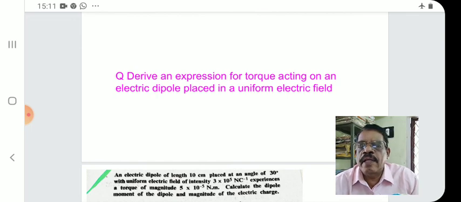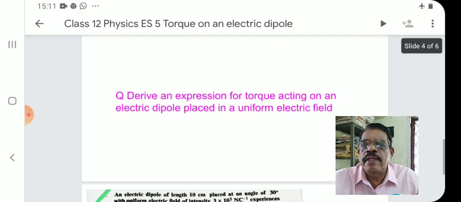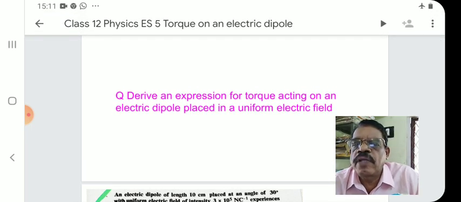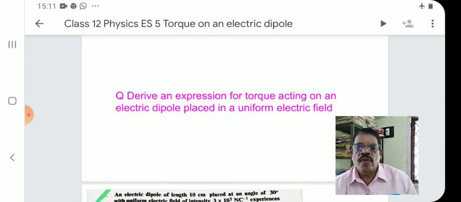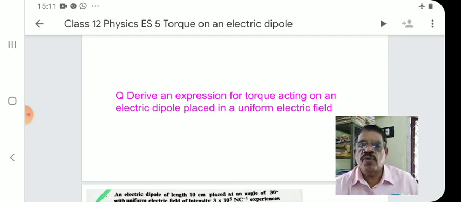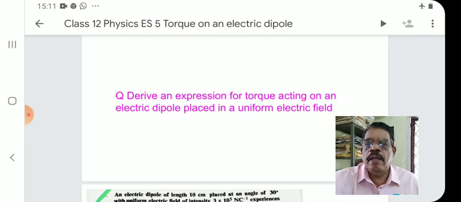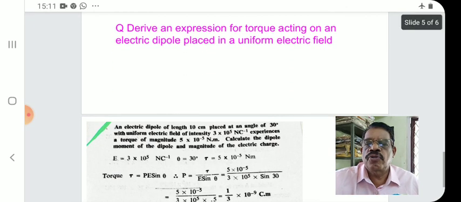And a question relating this may be like this. A long answer question. Derive an expression for the torque acting on an electric dipole placed in a uniform electric field.